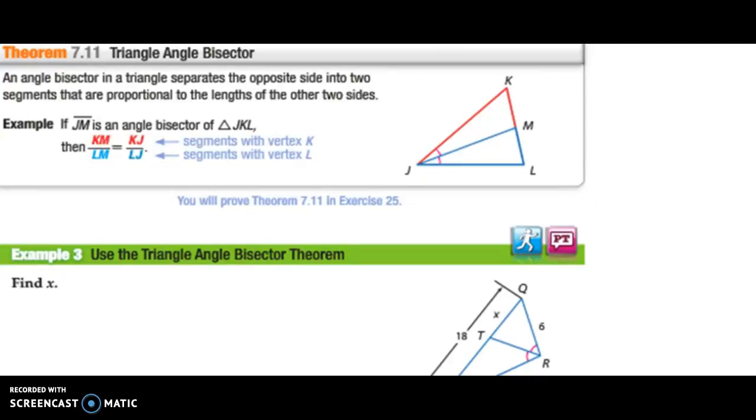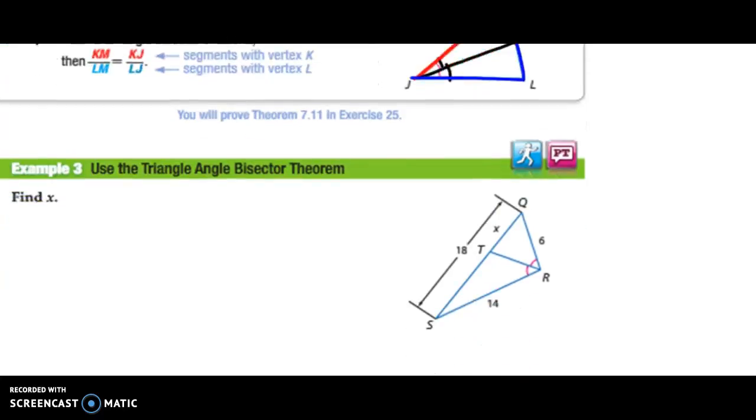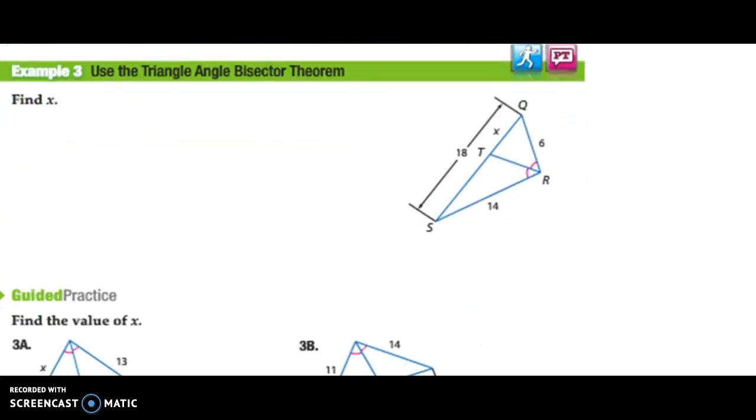Alright, so Theorem 711 is kind of a tongue twister. It's called the triangle angle bisector. And essentially what it says is if you have an angle bisector within your triangle, meaning that this angle is the same as this angle, then we can set up the proportion saying that Kn over Ln is proportional to Kj over Lj. So if I look at this example down here, find the value of x.